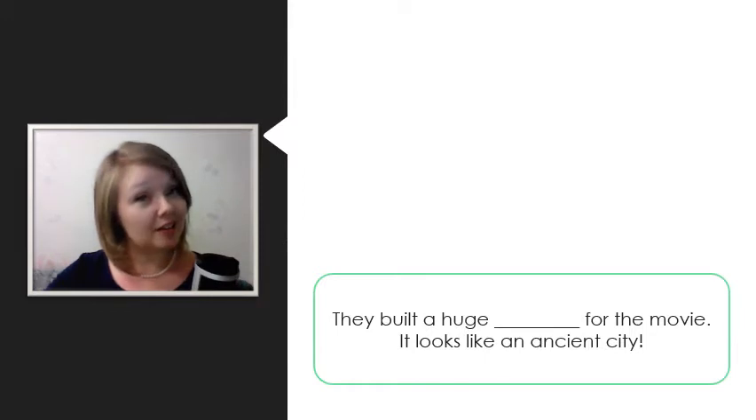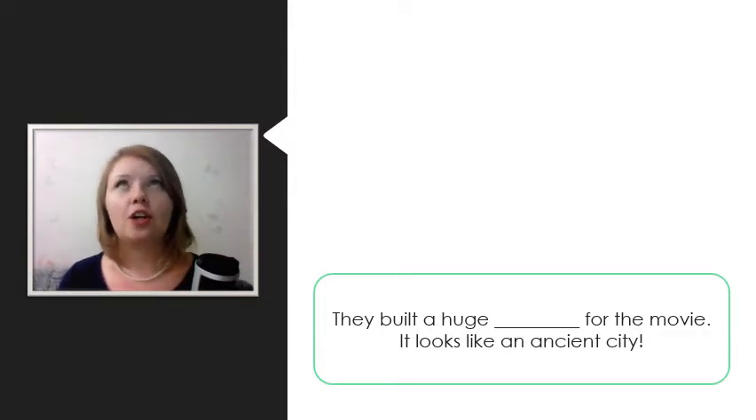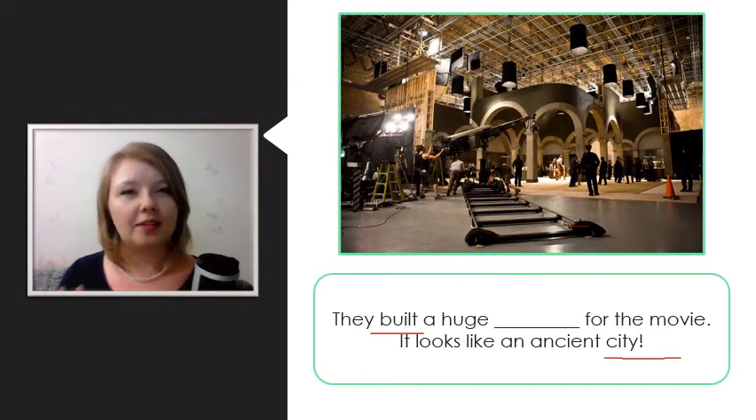And our last example for vocabulary review, example number 4. They built a huge for the movie. It looks like an ancient city. So here we see it's something you can build and it looks like a place. What would we call this part of a movie behind the scenes? This is the set.